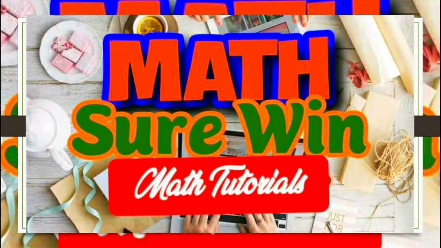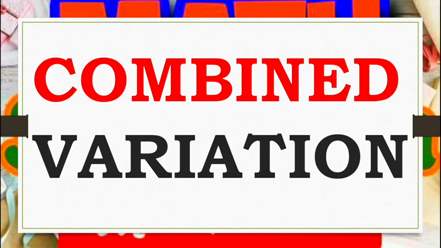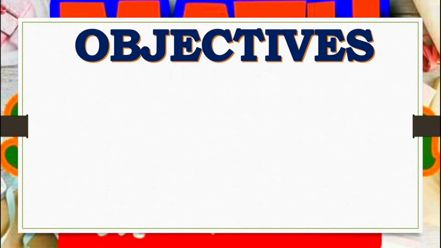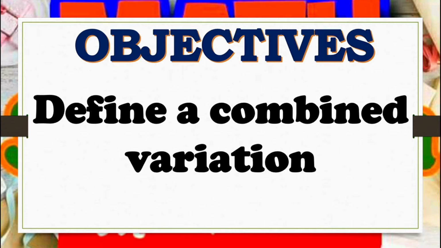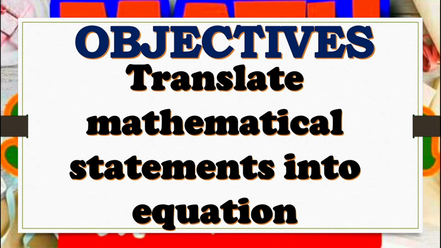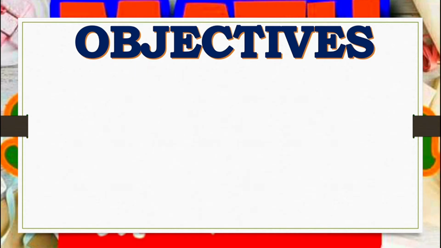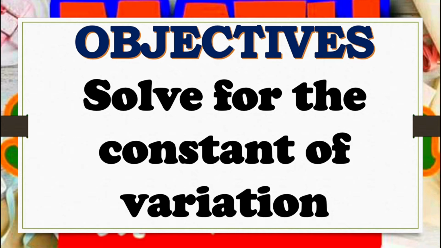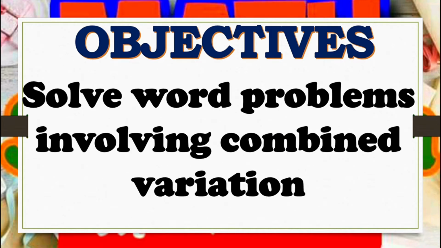And today, we will learn all about combined variation. Of course, we will be guided with these objectives. And these are: first, to define a combined variation. Second, translate mathematical statements into equation. Third, solve for the constant of variation. And fourth, solve word problems involving combined variation.